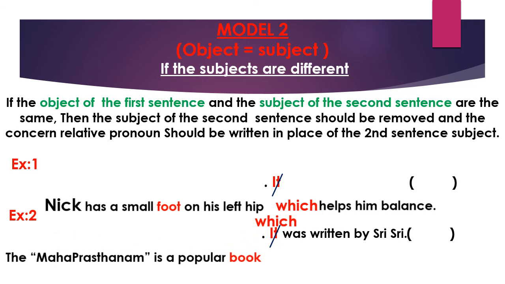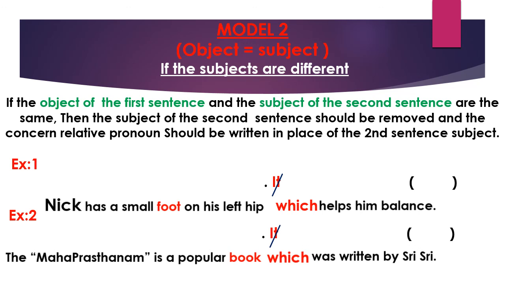First we should write the first sentence as usual. The Mahaprasthanam is a popular book which was written by Sri Sri. The relative clause should be written after the first sentence. Now the sentence is complete.